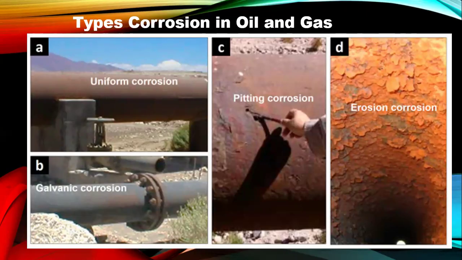Then we have the erosion. Like I mentioned, erosion is due to flow, right? Just like you have your soil erosion where water tends to take away the soil, the same thing happens here. Due to flow that is going on, it tends to wear out the surface of the metal. So something has to be there to prevent it from happening.